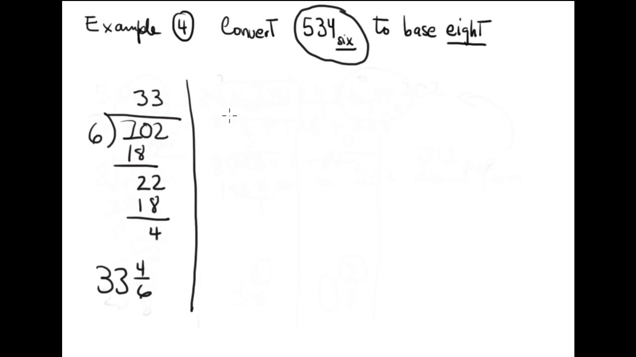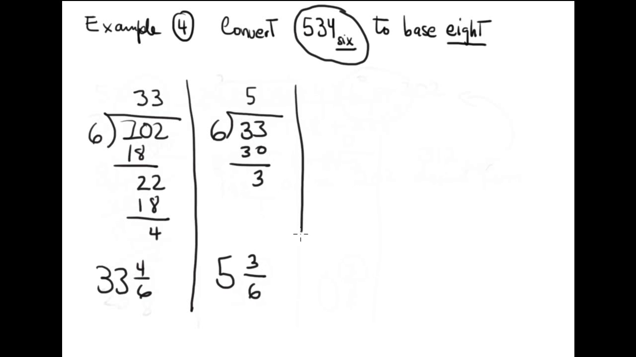Okay, now you divide 33 divided by 6 again. 33 divided by 6 is 5, 30, the remainder 3. So it is 5, 3 over 6. And finally, you divide 5 divided by 6. You stop here because it's 0, 0, 5 over 6.